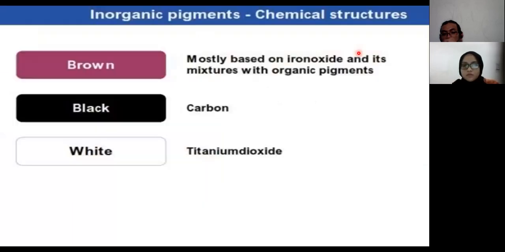Okay, next. Inorganic pigments are chemical compounds that are not based on carbon and are usually metallic salts precipitated from solutions. The colors that are usually involved in inorganic pigments are brown, black, and white. Next.